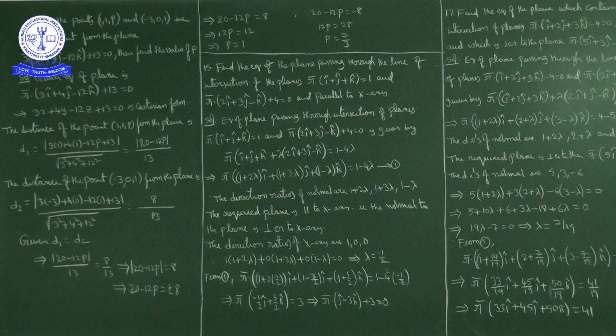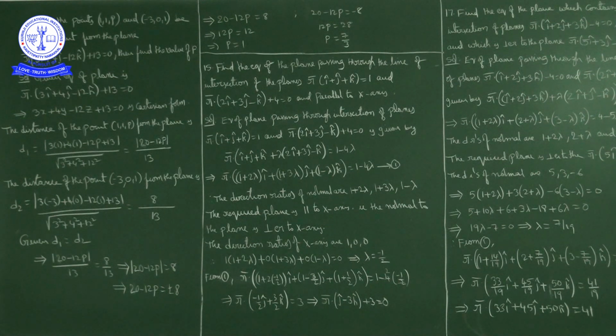then r bar is equal to xi cap plus yj cap plus zk cap. So in place of r bar, if you write xi cap plus yj cap plus zk cap, what do we get? The dot product of these two gives 3x plus 4y minus 12z plus 13 equal to 0, which is the Cartesian form of this plane equation. The vector form is given, and the corresponding Cartesian form is 3x plus 4y minus 12z plus 13 equal to 0. Now it is r bar dot n bar equal to d form. This is ax plus by plus cz equal to d form.